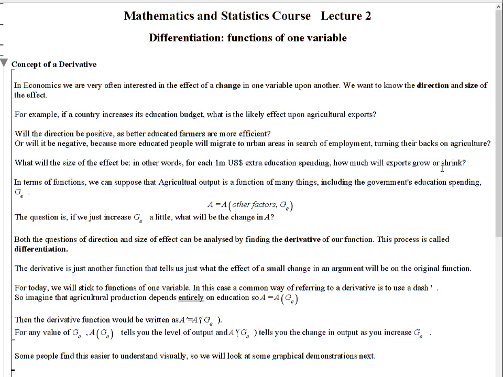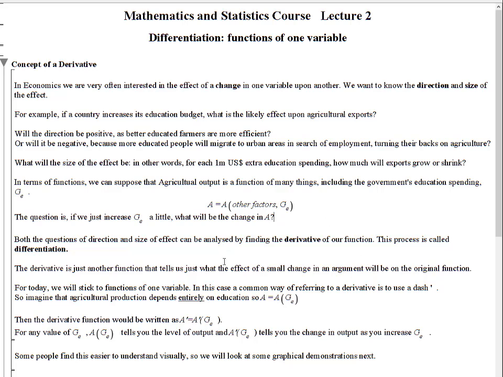If you go back to this function notation, which I introduced in the previous lecture, suppose that agricultural output depends on many, many things, and just one of those things is government education spending. Then we can write agricultural output like a function like this: all other factors, and government's education spending. So the question here is, if we just increase this one argument, government education spending, by a single unit, what would be the change in agricultural output just from that change if you kept everything else constant?